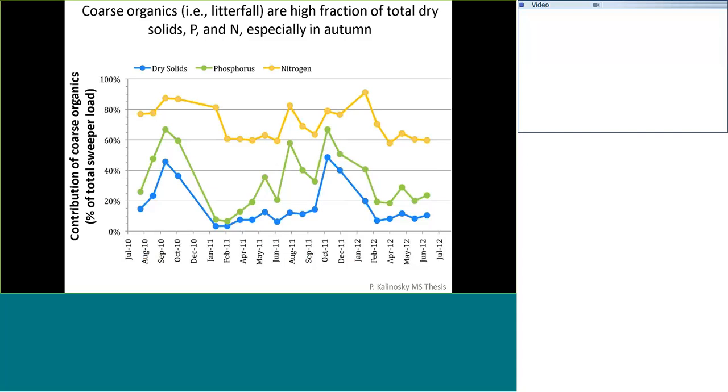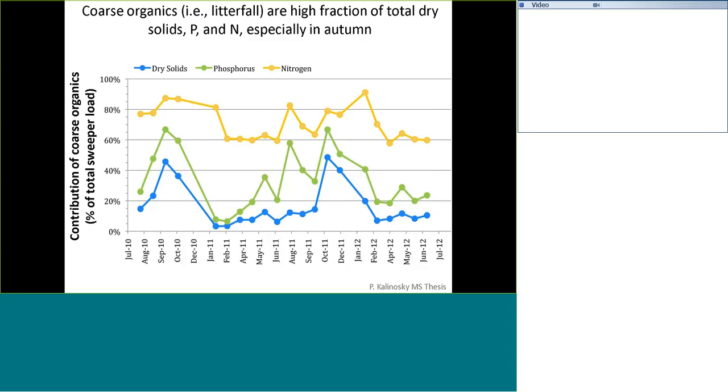So there were a couple things that we learned in this study. One was that the coarse organic fraction, which is basically litter fall, was a high fraction of the total dry solids and the total phosphorus and nitrogen, and that there was a seasonal pattern to this that corresponded to the changes in the activity of trees, and especially to litter fall.